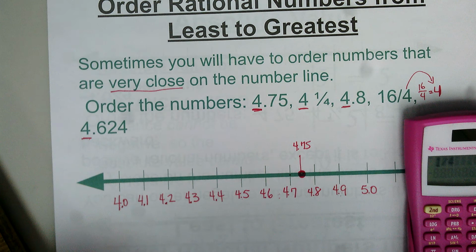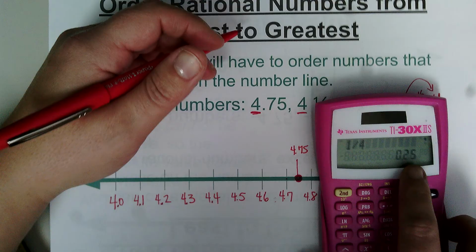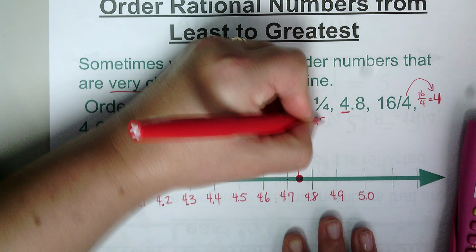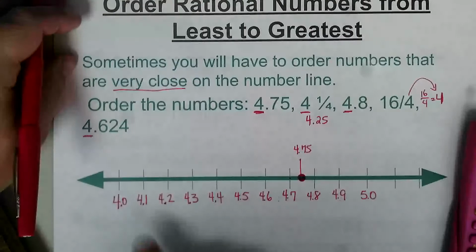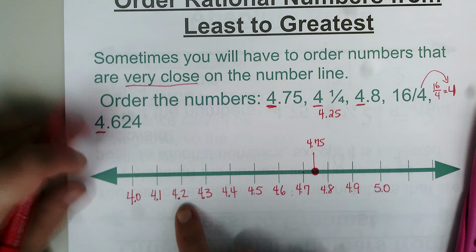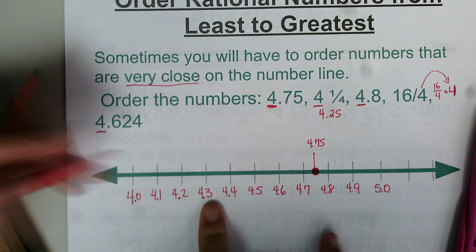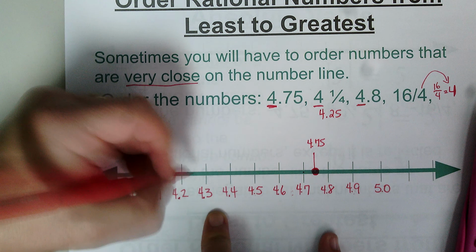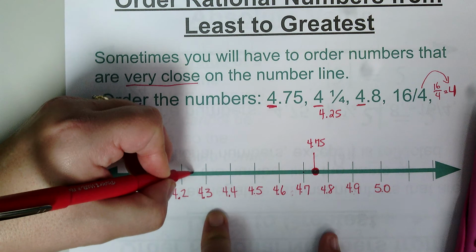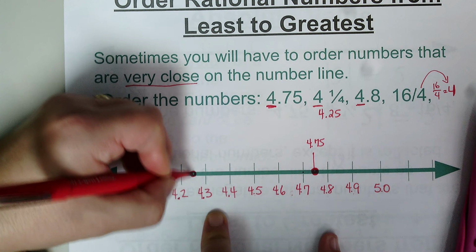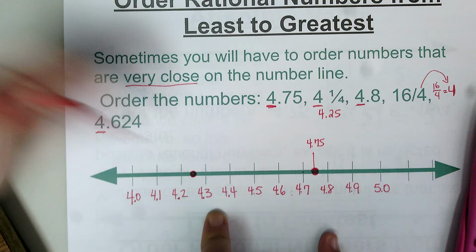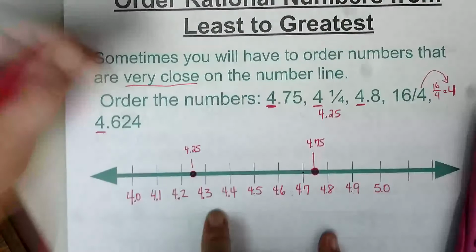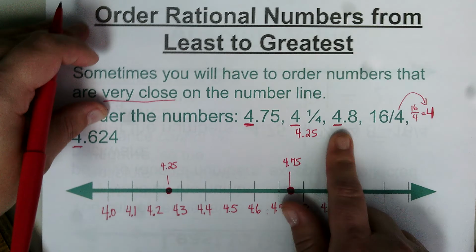Okay, so 4 and 1/4 is actually 4 and 25 hundredths. Like I said, if this was $4.20 and this is $4.30, 4 and 25 hundredths would be right here, halfway. Okay, so this represents 4 and 25 hundredths, right?